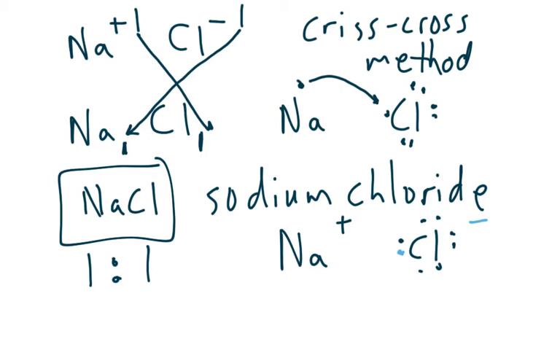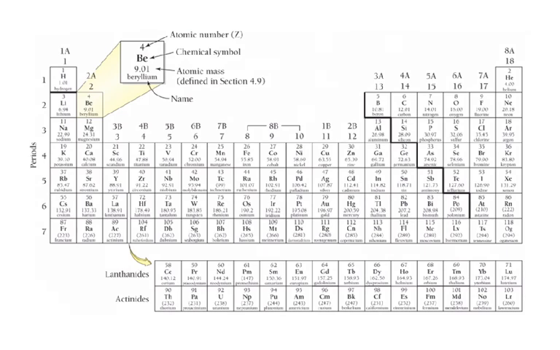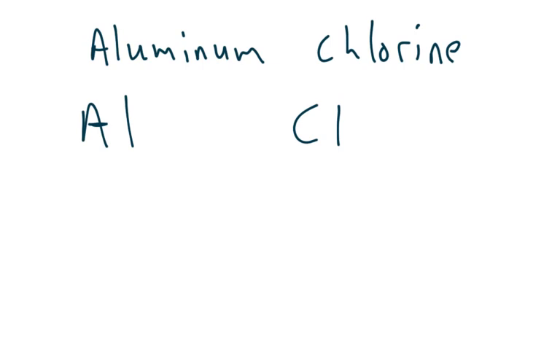Let's take a look at another example, and we'll use the crisscross method again. Now, let's say I had aluminum getting together with chlorine. Well, the symbol for aluminum is Al, the symbol for chlorine is Cl. If we go to the periodic table, notice that aluminum has 3 valence electrons and chlorine has 7. So I'm going to draw a Lewis dot structure. So aluminum has 3 valence and chlorine has 1, 2, 3, 4, 5, 6, 7, which we saw in the previous example.